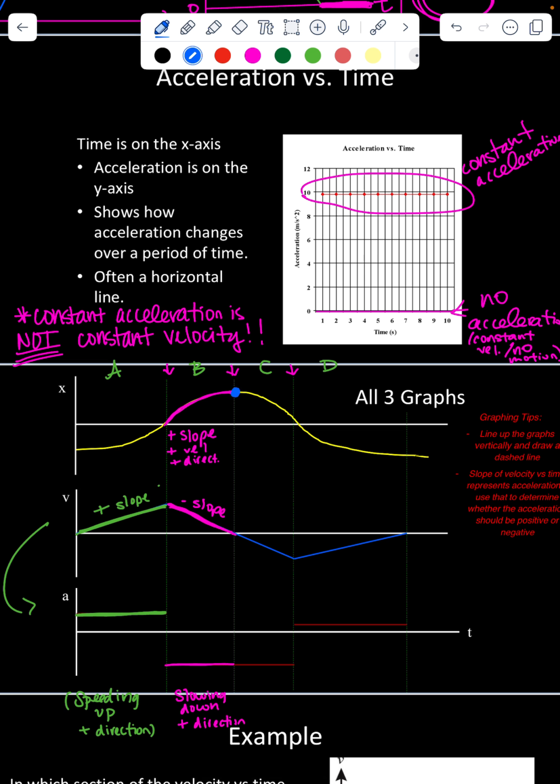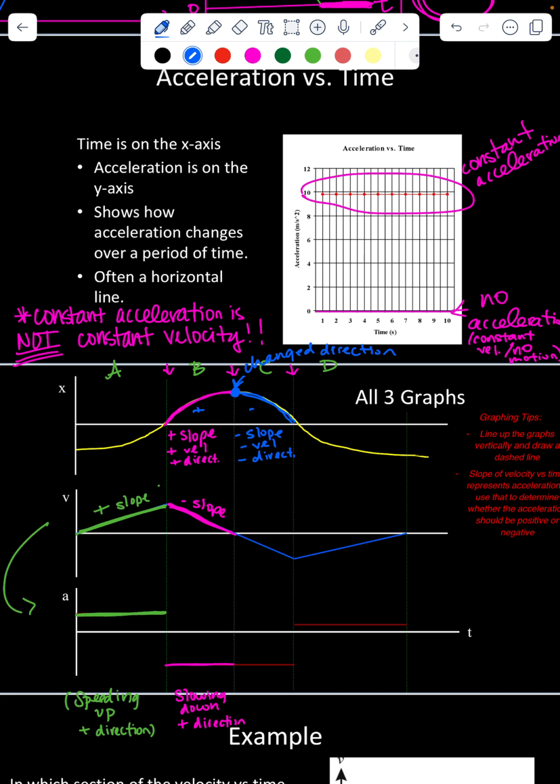All right, this is a big part right here. So we go from a positive slope right here to a negative slope. If we're going from a positive slope to a negative slope, that means at this point right here, we have changed our direction. All right, so now we have a negative slope. That means that we now have a negative velocity, which means we are going in the negative direction.